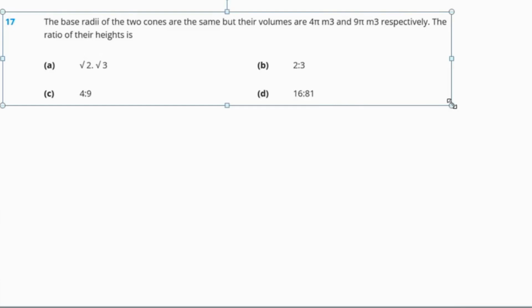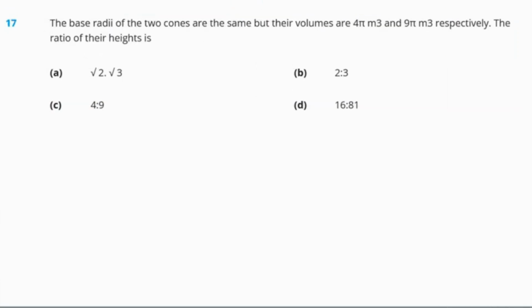Next. Okay, so here in the question, what is given to us? The base radii of the two cones are given to us. Suppose the two cones are here like this.